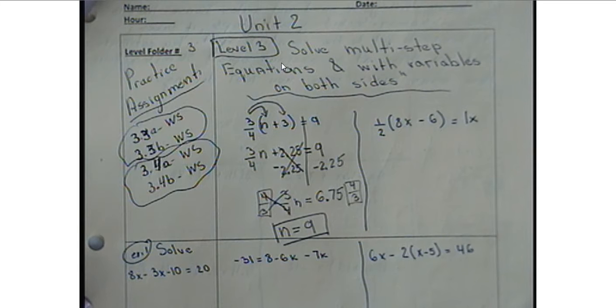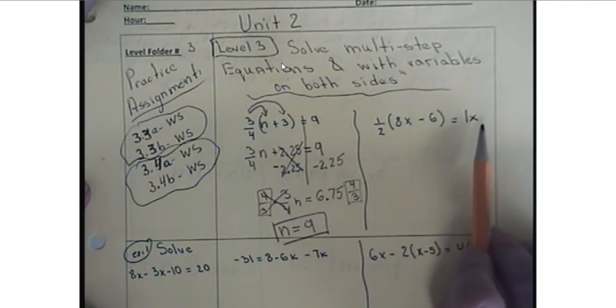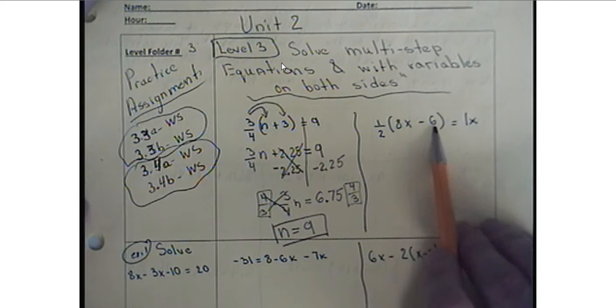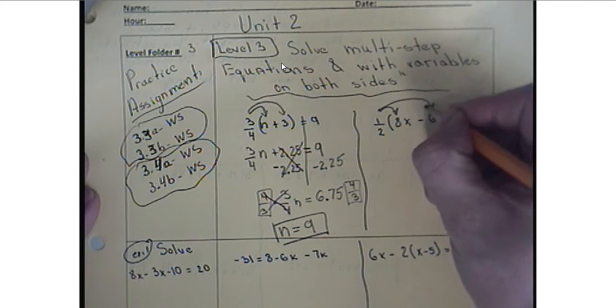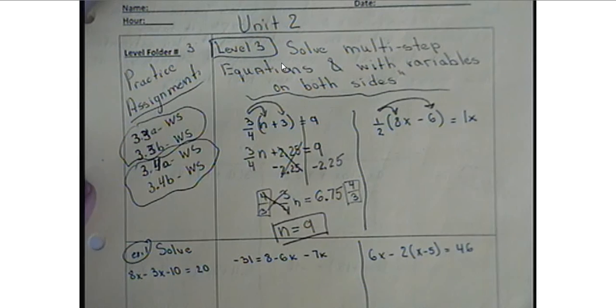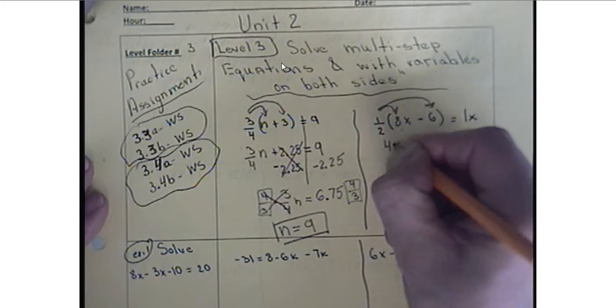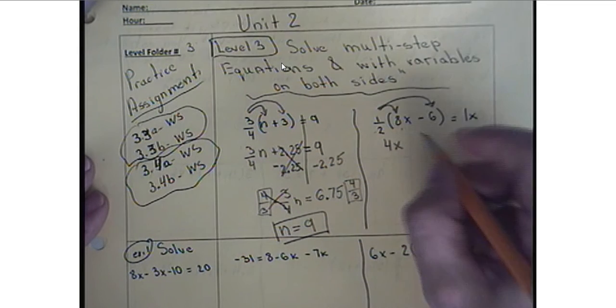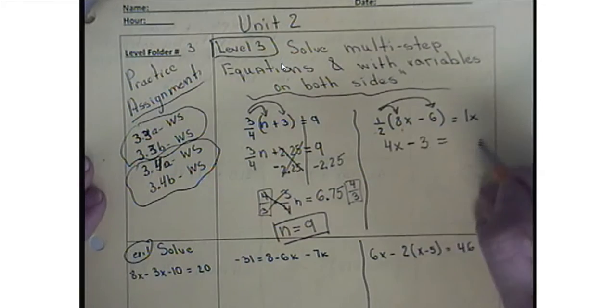Let's take a look at the next example. 1/2 times, inside the parentheses, 8x minus 6 is equal to 1x. Now, parentheses again, distributive property, rule number 1. Remember, we have a lot of distributive properties to use, and we used already, so always keep the strategy up. So 1/2 times 8x will give us 4x. 1/2 times -6 is -3. And you can check that with the calculator. We'll get the same answers.